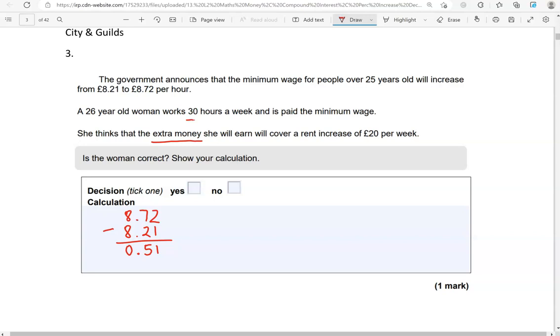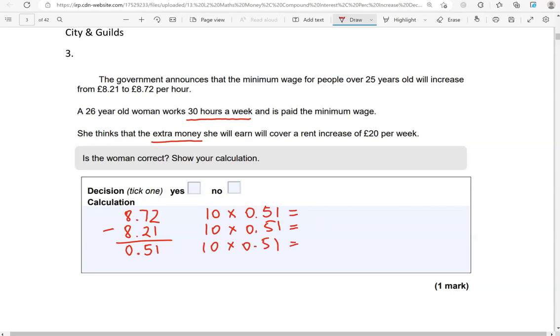She works 30 hours a week. So 30 hours a week means we've got to multiply 0.51 by 30. I'm going to break 30 down into 10 and 10 and 10. They all add up to 30. So if I do 10 times 0.51, and add the answers up, that will be the same as multiplying 30 by 0.51.